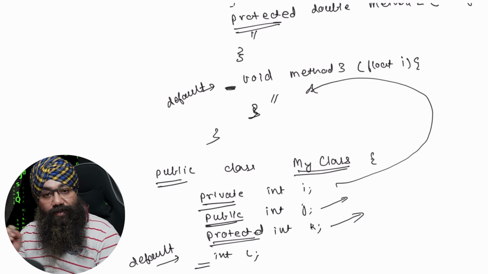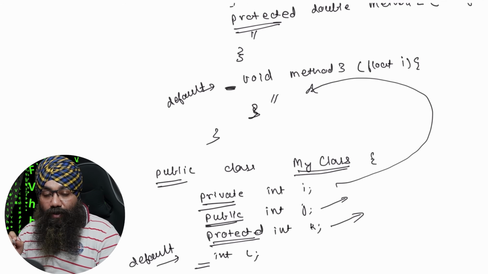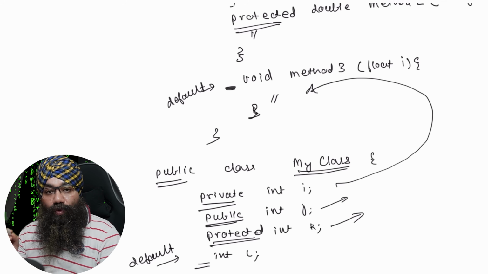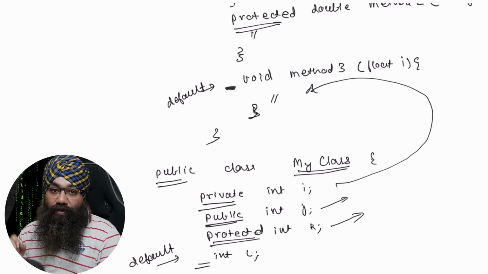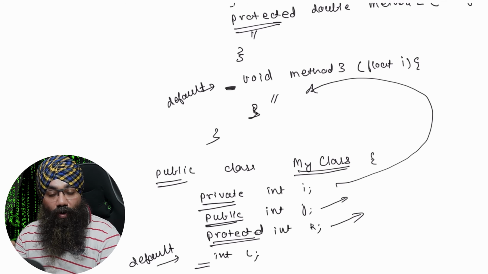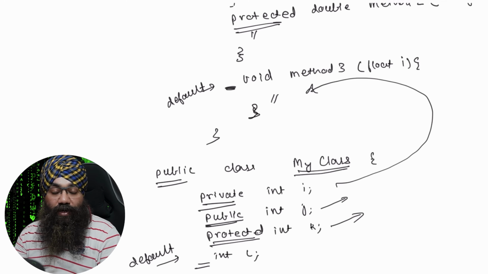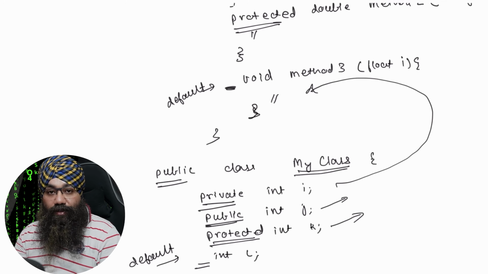But in that case, we don't need to define any access control, because these are method level variables and they only live or come into existence when this method is called or when this method is being processed. As soon as the method execution is complete, they die. Their existence has no meaning then.